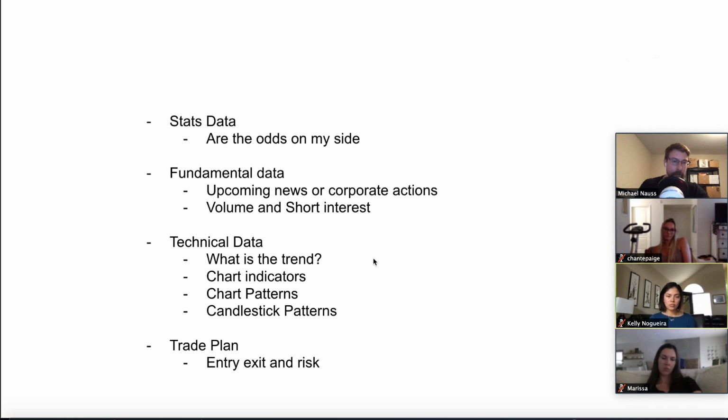And then into your technicals. So what is the trend? We talked about what trend is and why it's important to be trading with it. Are you trading with the overall trend? What do your indicators say, if you're using indicators? If you're not, don't worry about that. What's the pattern? And then, what's the candlestick pattern?